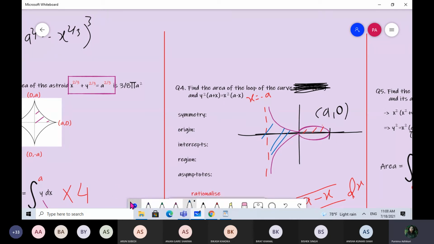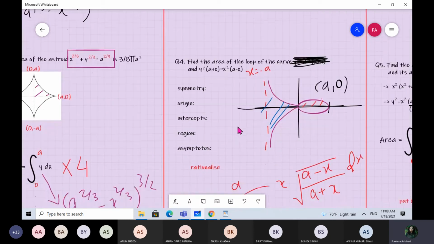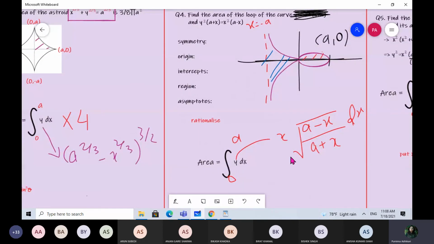And now how will you integrate this? हामीले limits of integration decide गरिसके, 0 to a. Multiply by 2 पनि गर्नु पर्यो. I haven't mentioned it here. It's quite obvious. So what is your y? X times, you can see from here, your y is x times root under (a minus x) over (a plus x). Okay, so how do you integrate this function? How do you integrate this? Any answer?